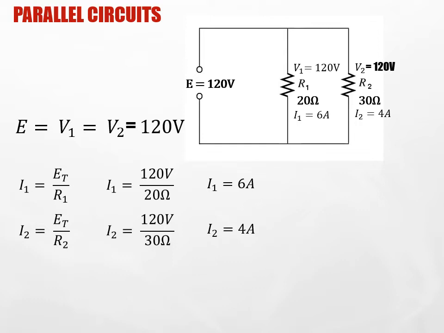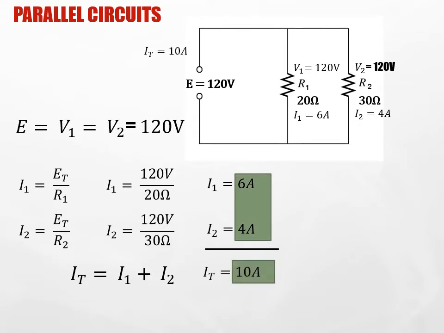So now we have 6 amps in the first branch, 4 amps in the second branch. That means the source itself has to be able to supply enough current to feed both 6 amps in branch 1 and 4 amps in branch 2. So IT equals I1 plus I2, or 6 amps plus 4 amps, which will give us a grand total of 10 amps that the voltage source has to give us.